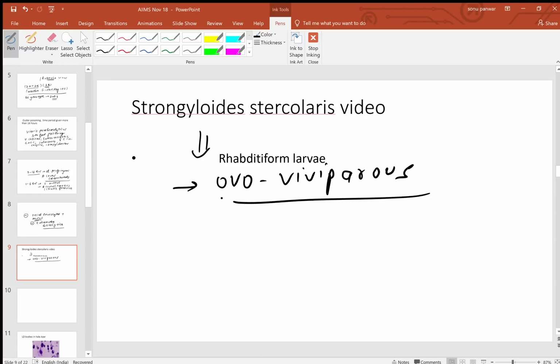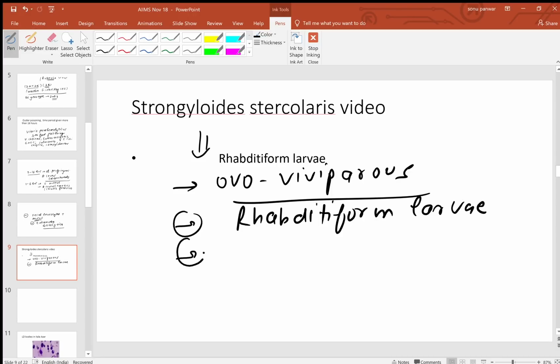Fine. You will never see the egg of Strongyloides stercoralis. You will always see the larvae, and obviously which larvae? Rhabditiform larvae will firstly be formed, and that will be seen. This particular one has a strong association with what? It has a strong association with HIV positivity.